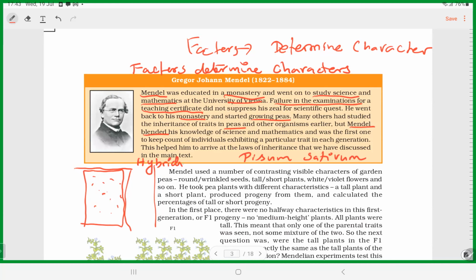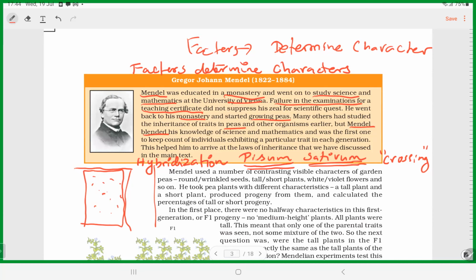Hybridization. What is the layman term for hybridization? Crossing. Crossing of parents. Simple. That is called hybridization. What is the plant? Pisum sativum. Pea plant. Okay. Is it clear?